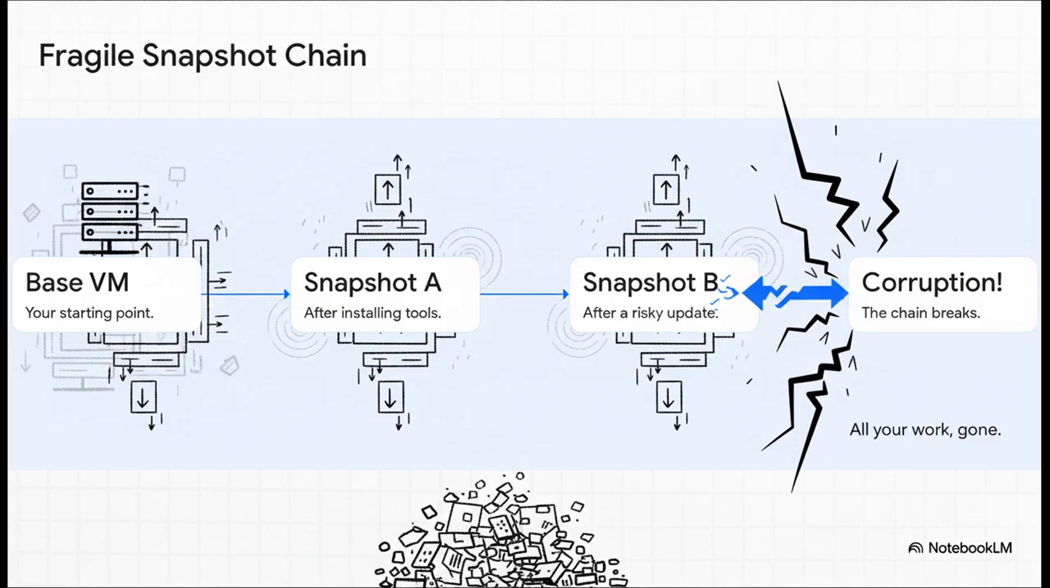See, every snapshot depends on the one before it. The complexity just keeps building, and so does the risk of corruption. Then one day you go to revert to an older state and boom, the whole chain just collapses. And all that work, it's just gone.